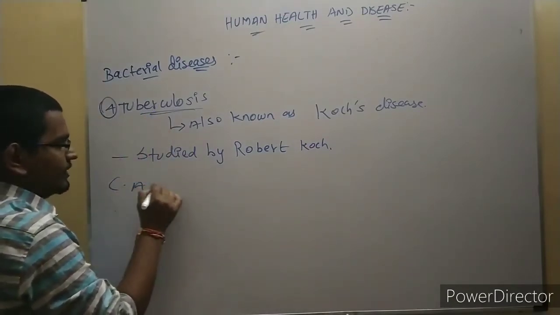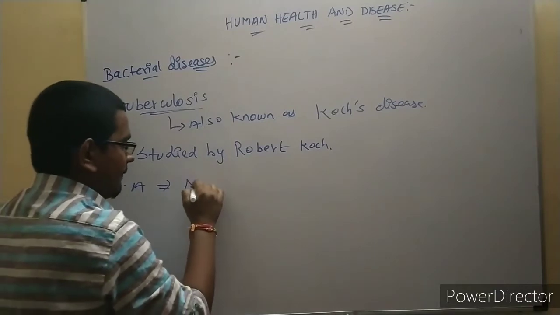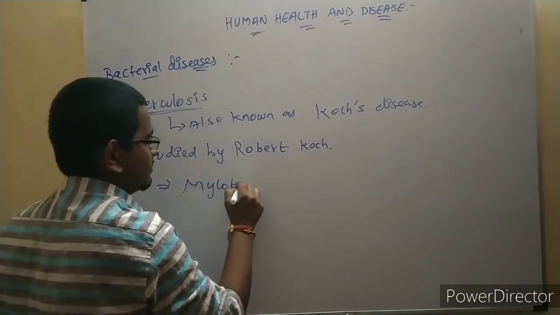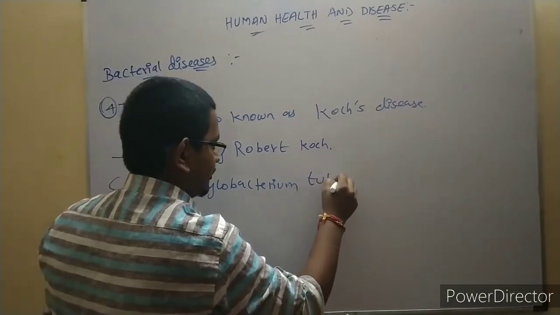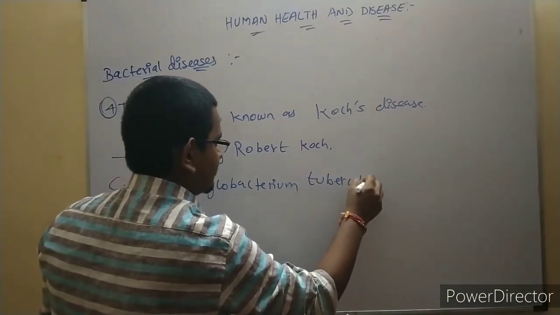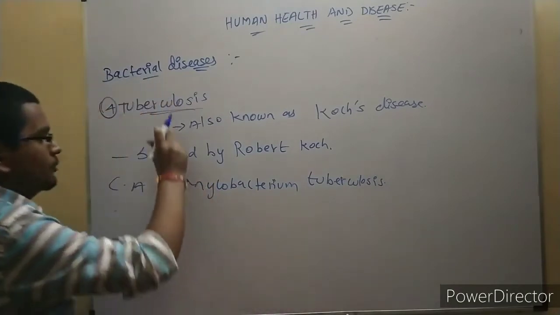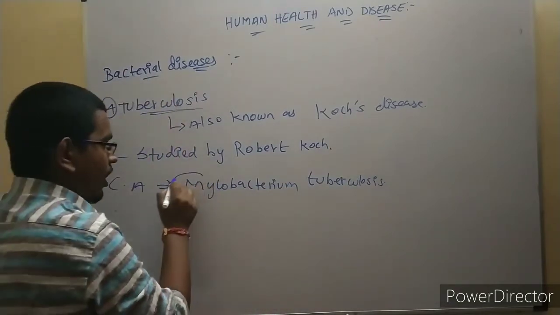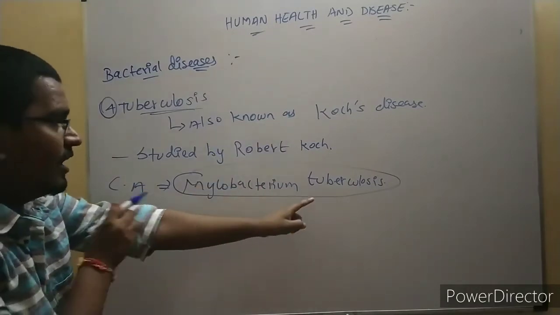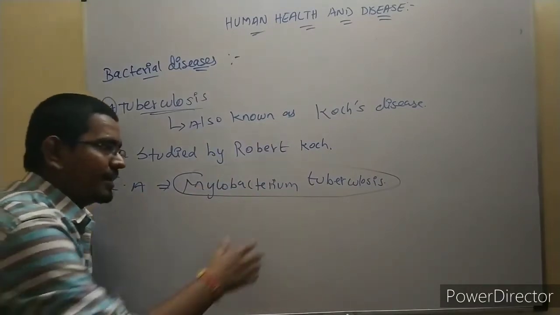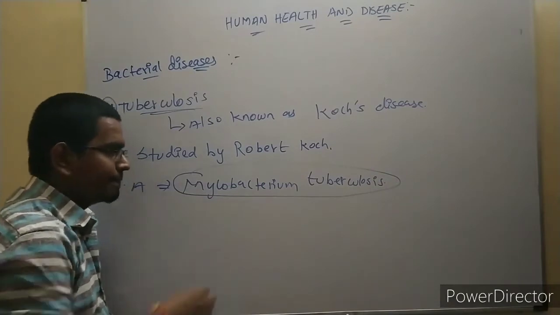What's the causative agent for tuberculosis? It is Mycobacterium tuberculosis. Mycobacterium tuberculosis is the causative agent for tuberculosis. What will it do? How will this bacteria affect the body?